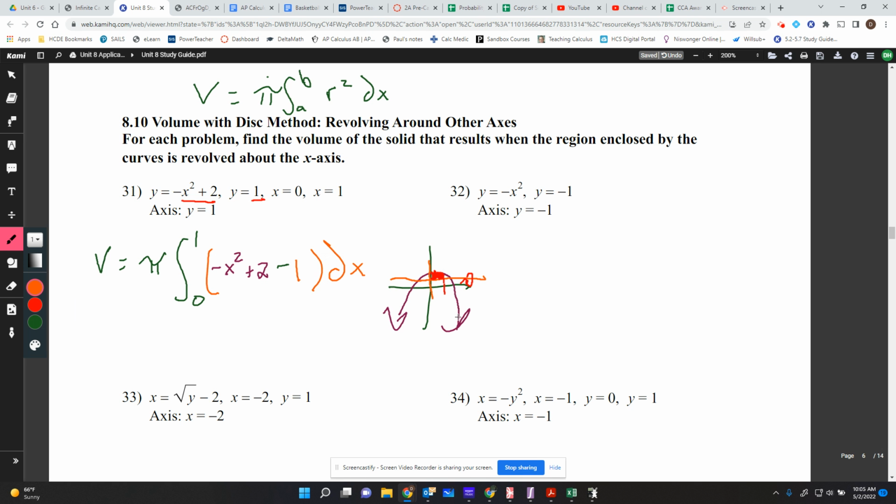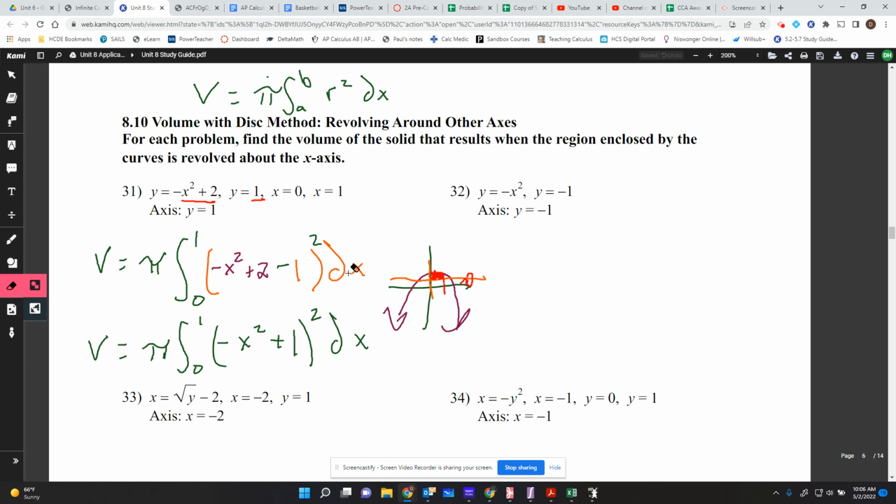So this top graph is the negative x squared plus 2. This orange line is y equals 1. So the distance between those is negative x squared plus 2 minus 1. So then the volume equals pi, 0 to 1, and you could type it in exactly as it's given above. I usually like to simplify it. So 2 minus 1 plus 1. I forgot my squared up here. Squared dx. So pi out front, r squared from here to here.